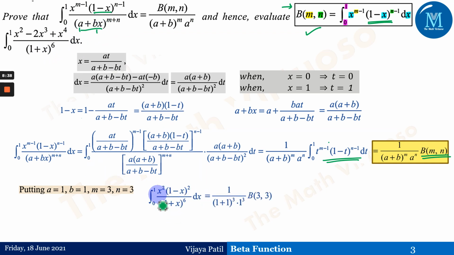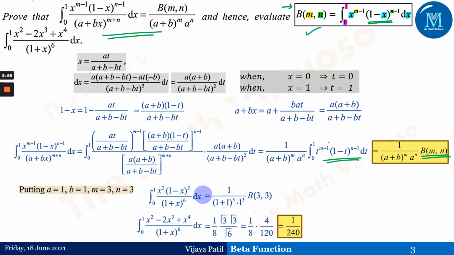So after putting those values in this particular identity, the LHS of this identity will be 1 upon a plus. So we have put everywhere in this identity the values a equals 1, b equals 1, m equals 3, and n equals 3, and we'll be getting this answer. This is what we have to get.